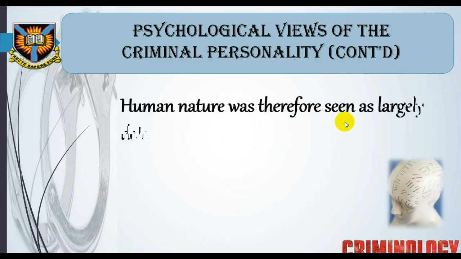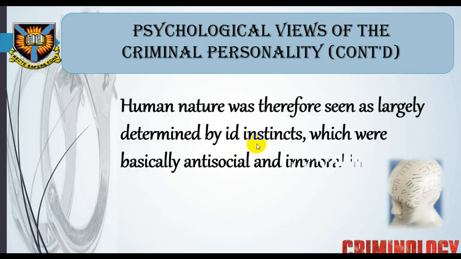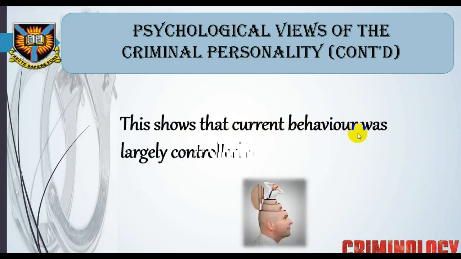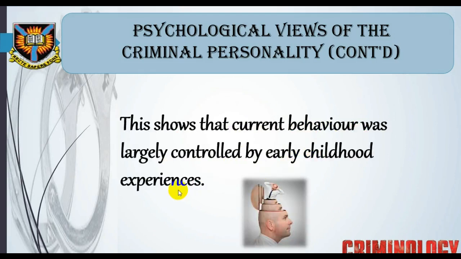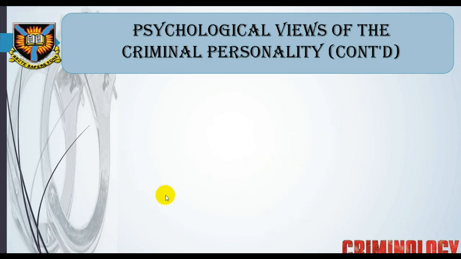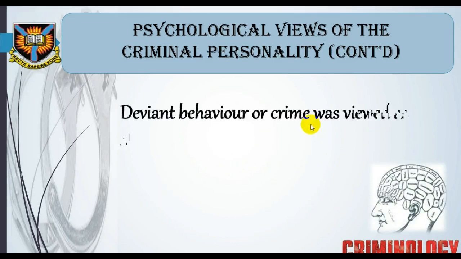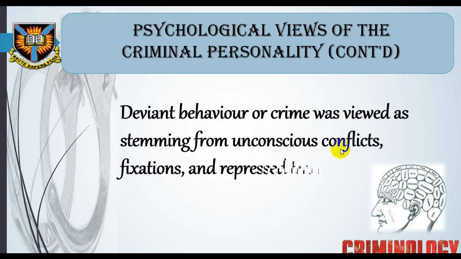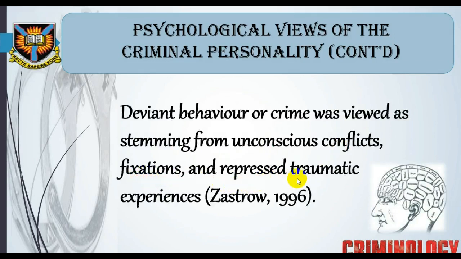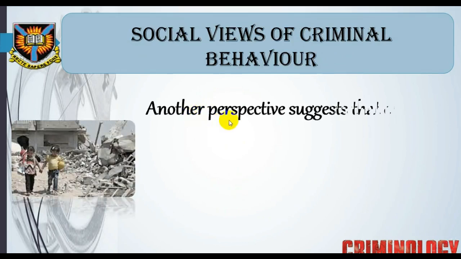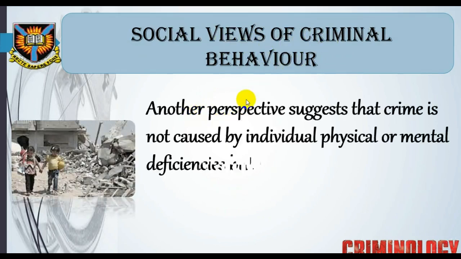Human nature was therefore seen as largely determined by id instincts, which were basically antisocial and immoral in character. This shows that current behavior was largely controlled by early childhood experiences. Deviant behavior or crime was viewed as stemming from unconscious conflicts, fixations, and repressed traumatic experiences (Zastrow, 1996).